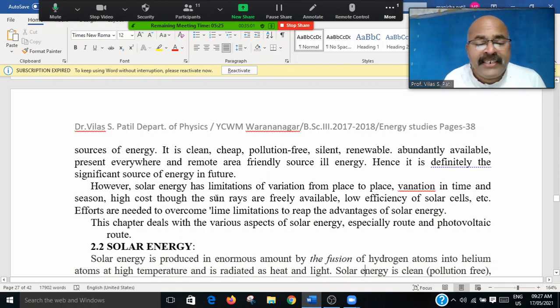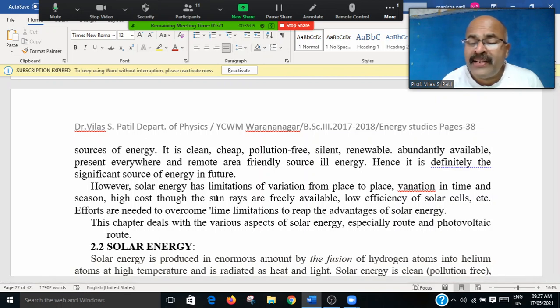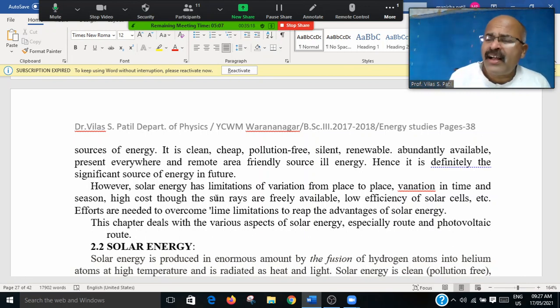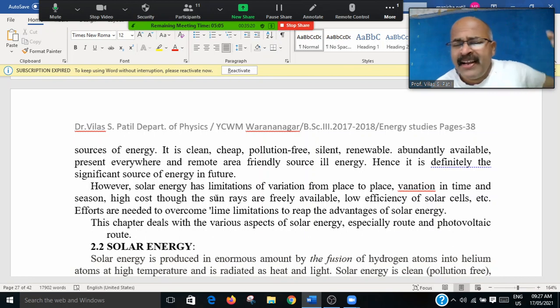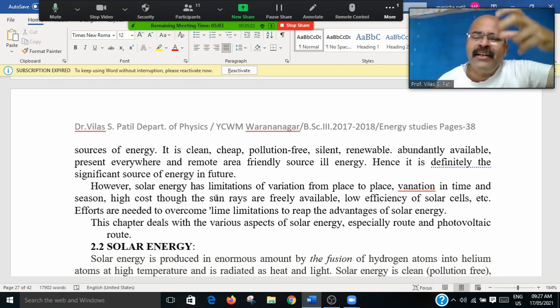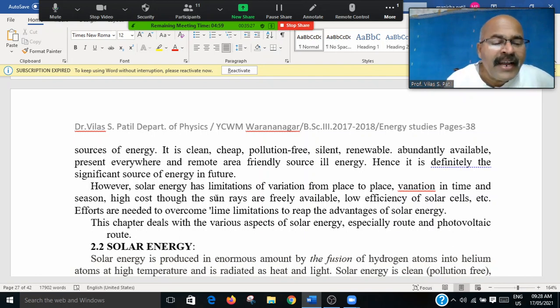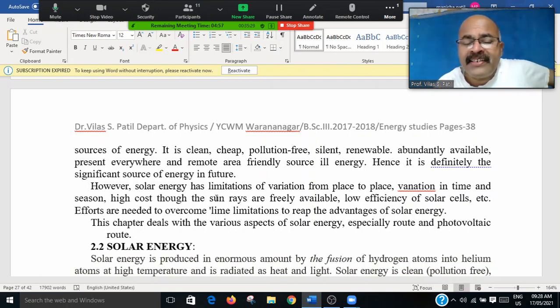However, solar energy has the limitation of variation from place to place. That is, in a forest the solar energy is less because there is greenery. In a city there are tall buildings, and due to that the solar constant is very less. Hence it will vary from place to place.